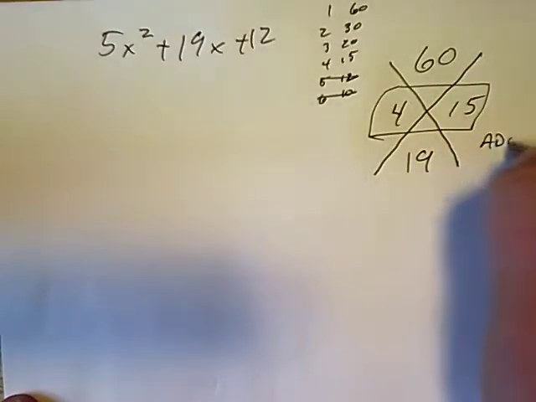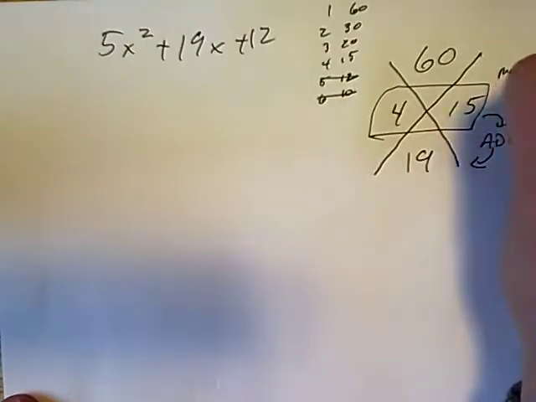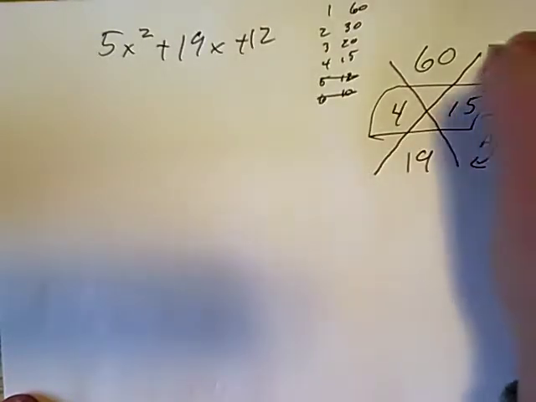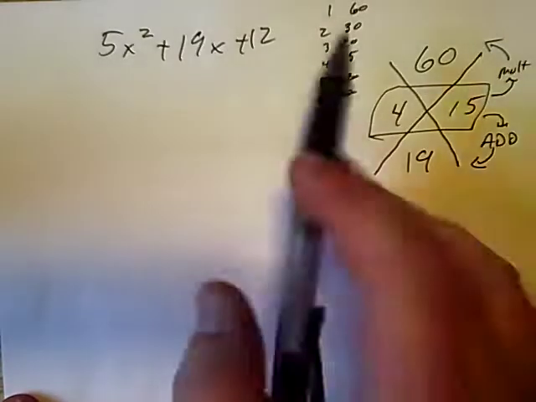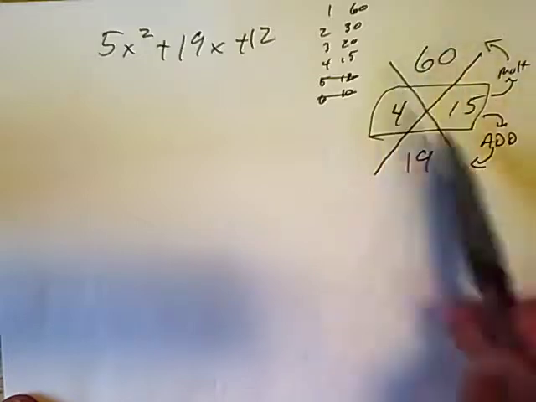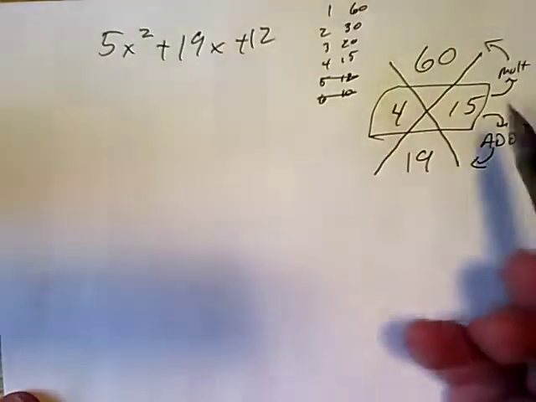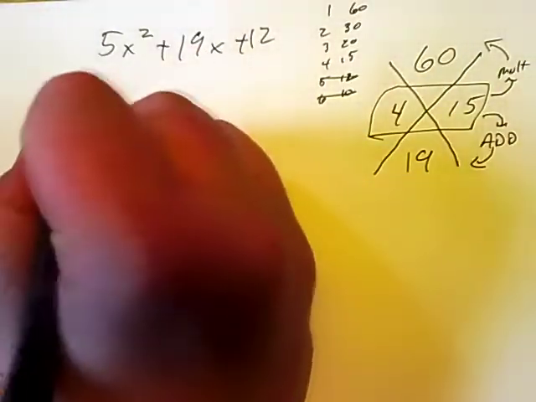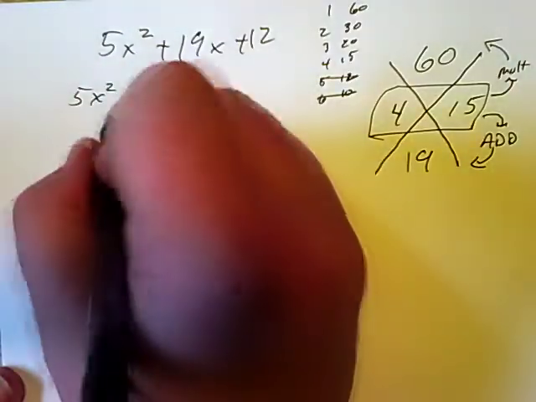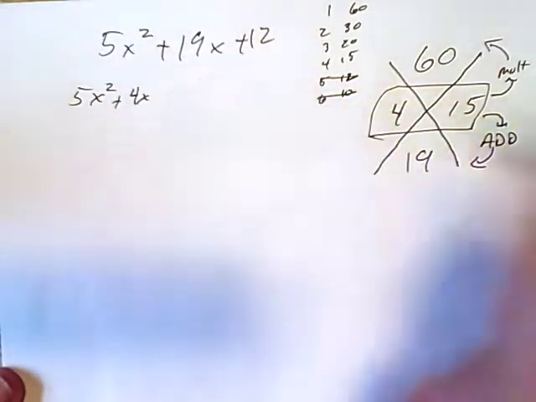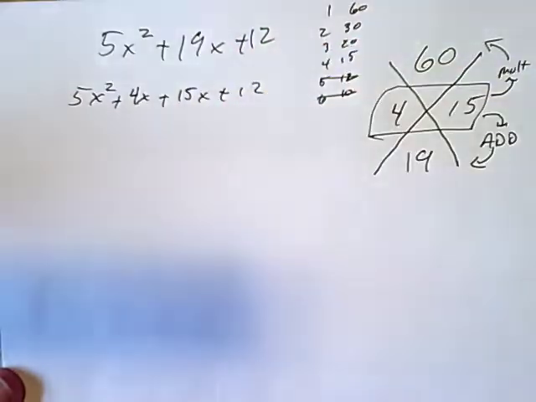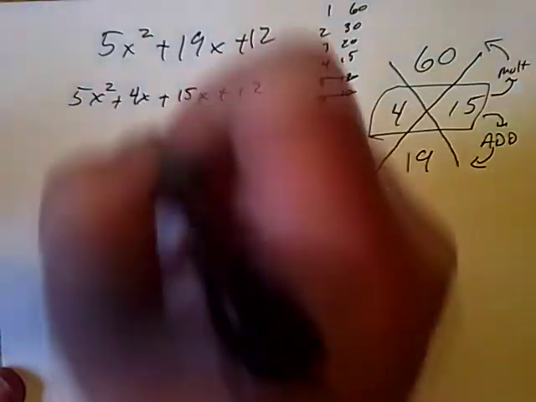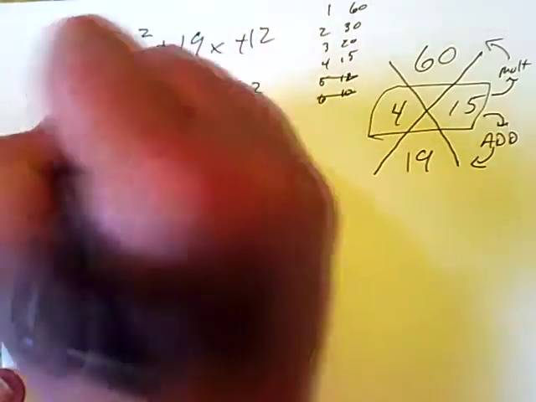So, again, these guys are going to add to 19 and multiply to 60. They were both positive, right? Everything here is positive, so it's okay. Now, I got to split the middle, so I end up with 5x squared plus 4x plus 15x plus 12. And now my final step is factor by grouping.